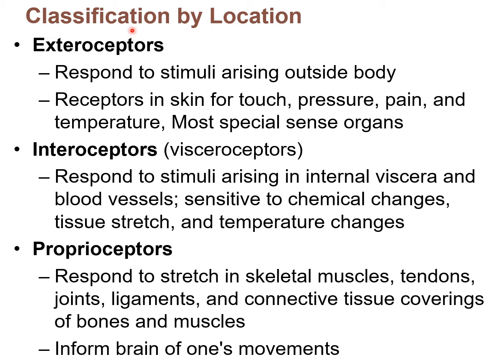We can also classify receptors by the location. Exteroceptors respond to stimuli from outside the body, like all of these things listed here. Interoceptors respond to stimuli from inside the body, like your internal organs and the rest of the senses that are listed here. Proprioceptors, think muscles, tendons, ligaments, and joints, because they inform your brain of your movements.